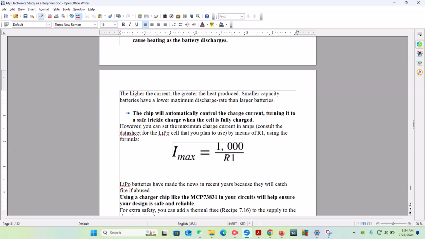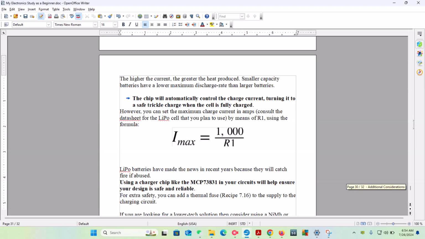You'd want to consult whatever data sheet you're using for the lithium polymer cell that you plan to use. Calculate R1, which is resistance 1, using the formula that the maximum current flow equals 1000 over the resistance. Why? Because I equals V over R. Very standard formula in electronics, but very important to know.